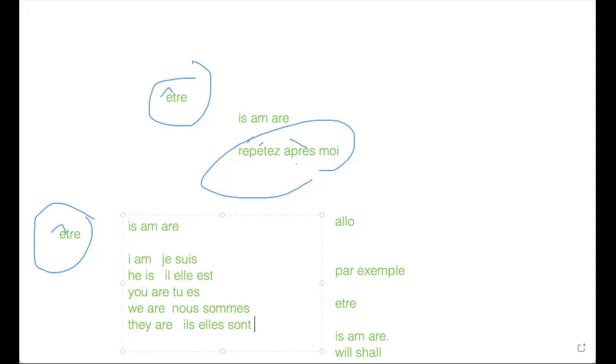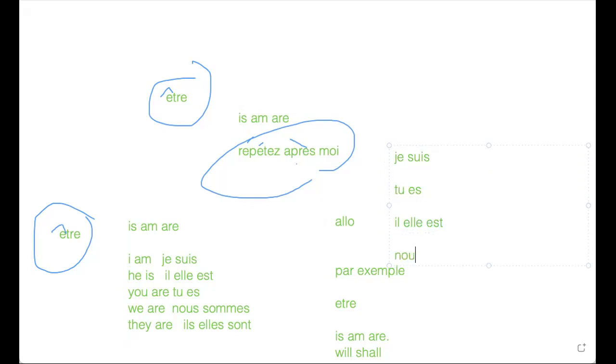So repeat after me. Je suis is I am. Tu es is you are. Il, elle, est is he, she is. Now, this thing you have to practice. Je suis. I am. Tu es. You are. Il, elle, est is he, she is.